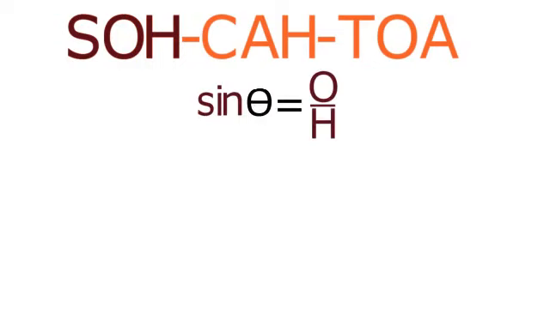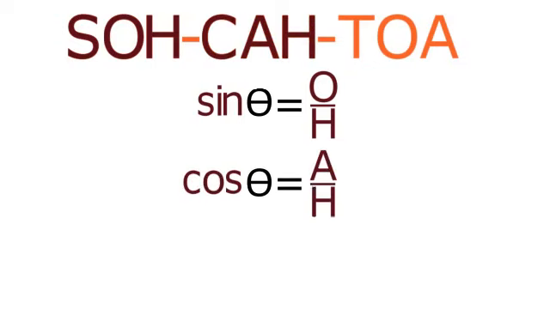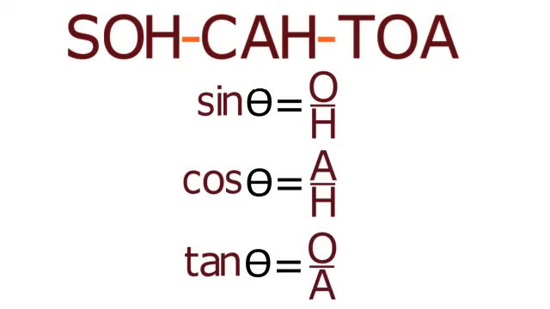The made-up word SOHCAHTOA. The three letters SOH are short for sine of theta equals O over H. CAH stands for cosine of theta equals A over H. Finally, TOA is short for tangent of theta equals O over A.